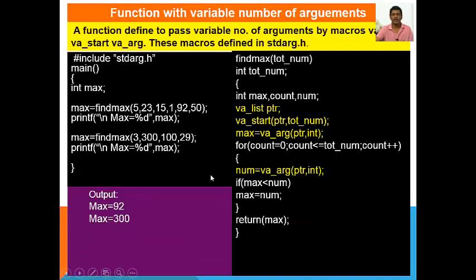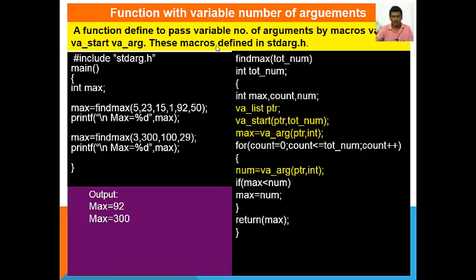Function with variable number of arguments. We can call a function by passing a different number of arguments. For example, findmax is a function. Here we pass 6 values, but when we call findmax here, we pass only 4 values. So we can pass a variable number of arguments to the function.